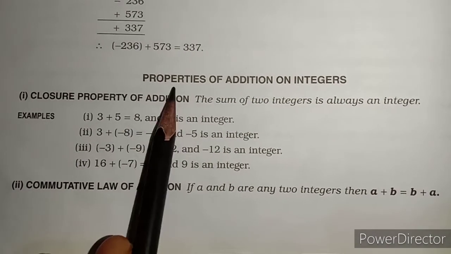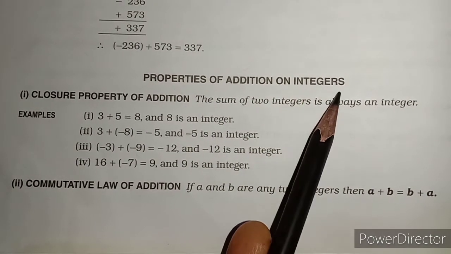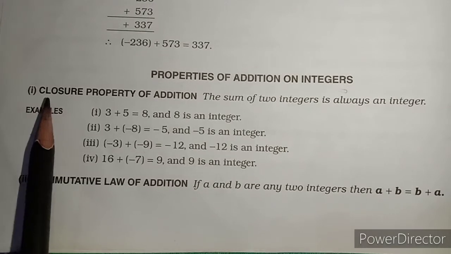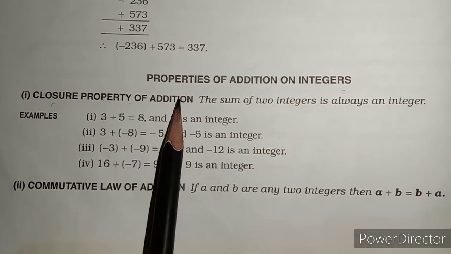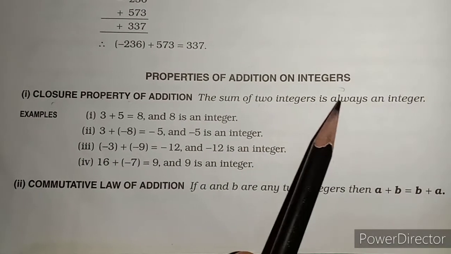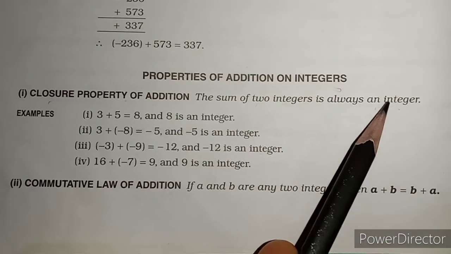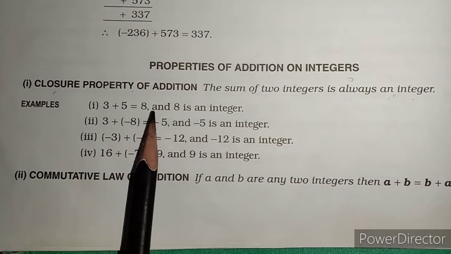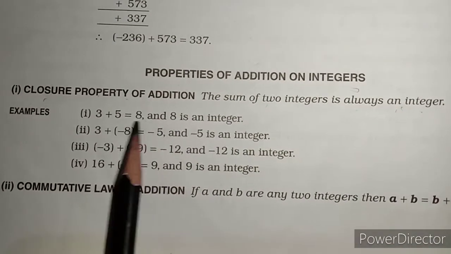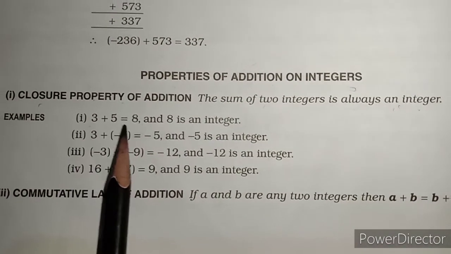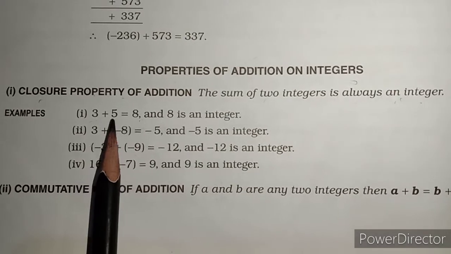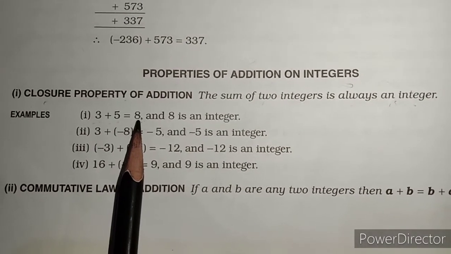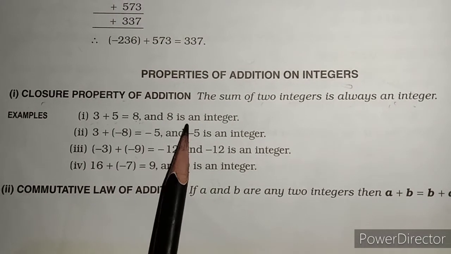Now see the properties of addition on integers. The first property is the closure property of addition. The sum of two integers is always an integer. That means when two integers are added, whatever the sum is, it must be an integer. See the example, 3 plus 5 is equal to 8. 3 and 5 both are integers and their sum is 8. So 8 is also an integer.